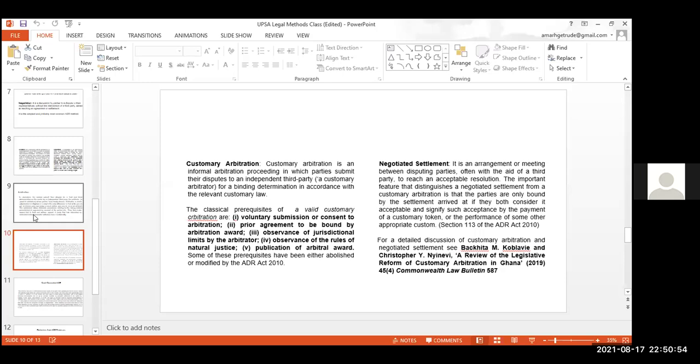Now, when we talk of voluntary submission, what do we mean by voluntary submission? What do we mean by voluntary, the parties being able to voluntarily submit the dispute to customary arbitration? Can anyone help us with a view on that? These are all things that you know already, so let's not waste too much time on it. So let me stop sharing my screen for a while.